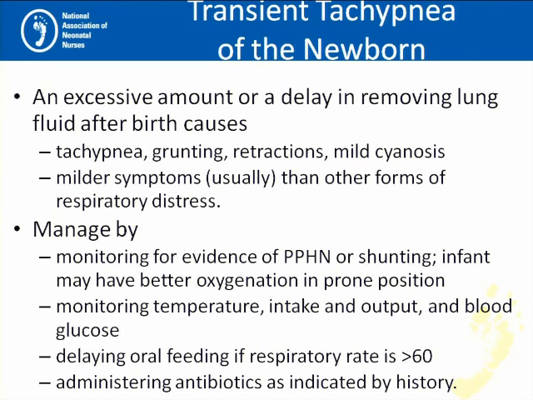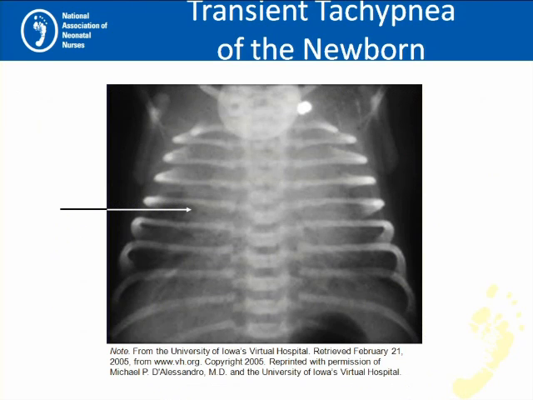Identifying precipitating factors associated with retained lung fluid, including cesarean section without labor, breech delivery, second twin, maternal sedation, precipitous delivery, delayed cord clamping, and macrosomia. Transient tachypnea of the newborn. Note the diffuse haziness and streakiness on the chest X-ray.